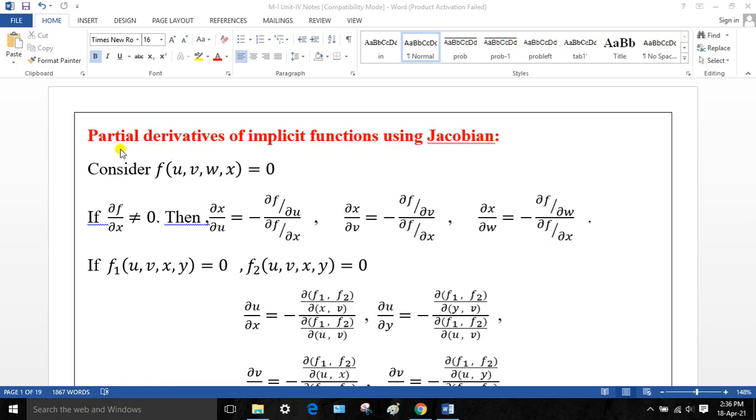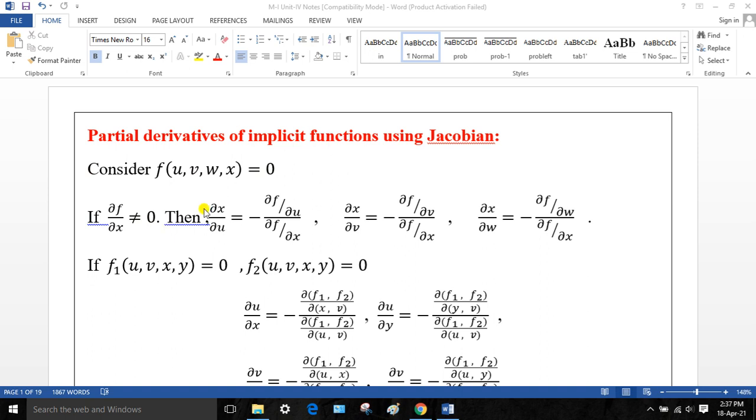In this video, we will see how to find partial derivatives of implicit functions using the Jacobian. We already saw how to find the partial derivative, but in this video we will see the derivatives by using the Jacobian. Suppose one equation is given. We have only one equation. Then make it as a function. When you are making the function, take care that the right hand side should be equal to 0.